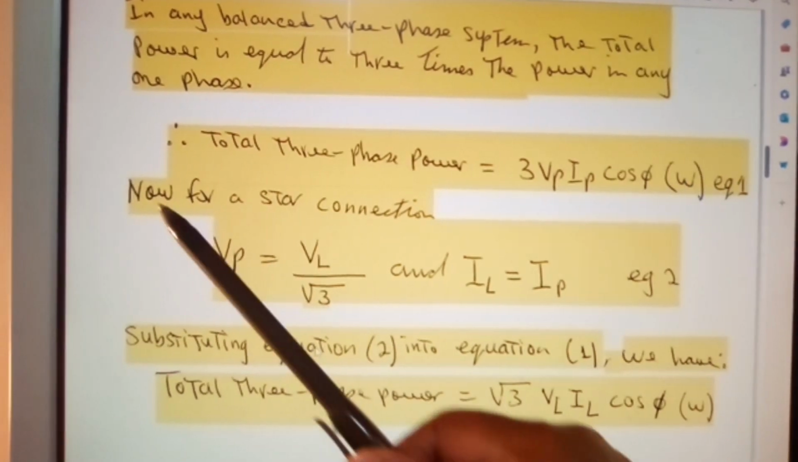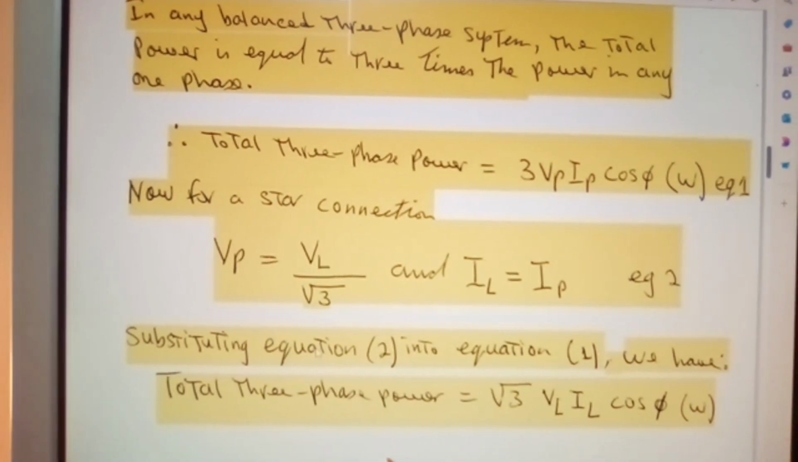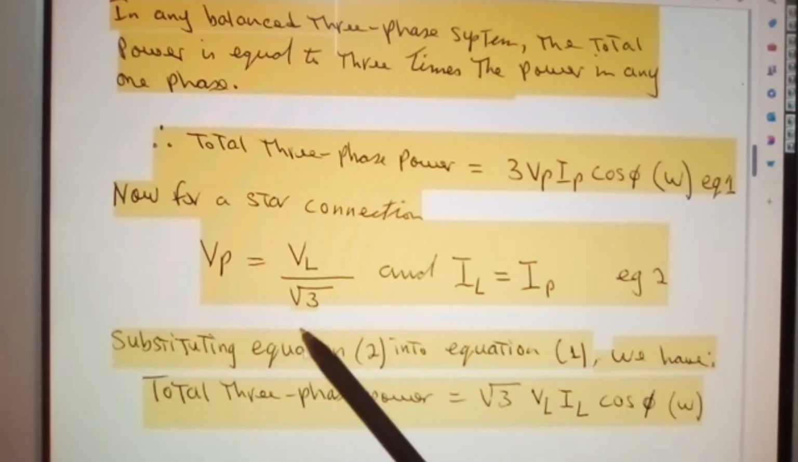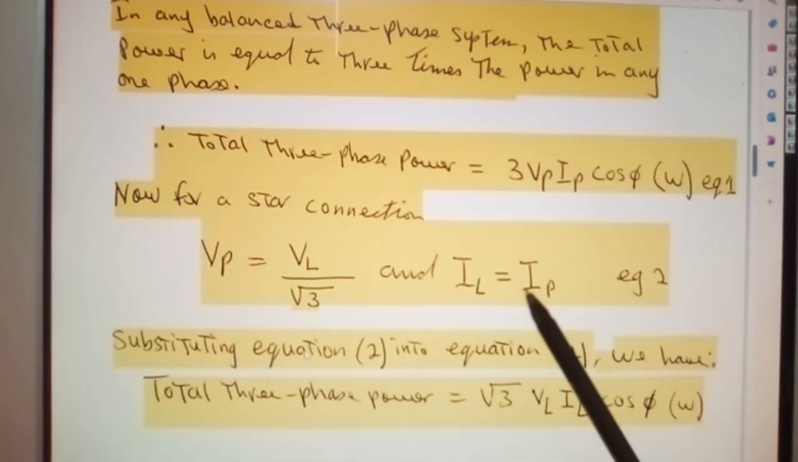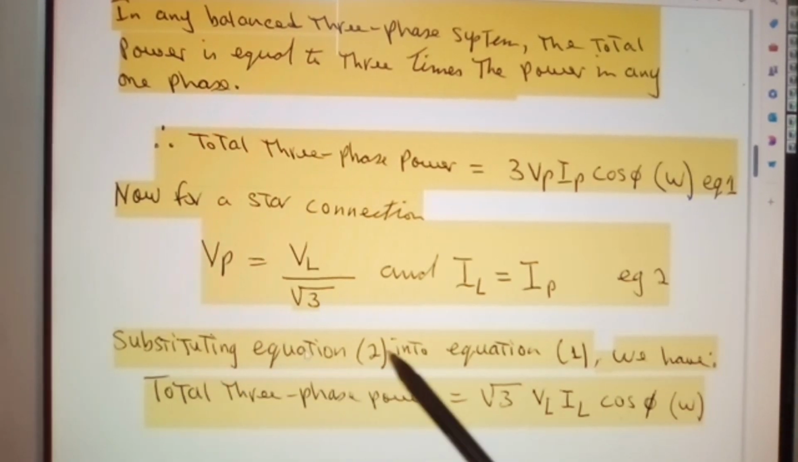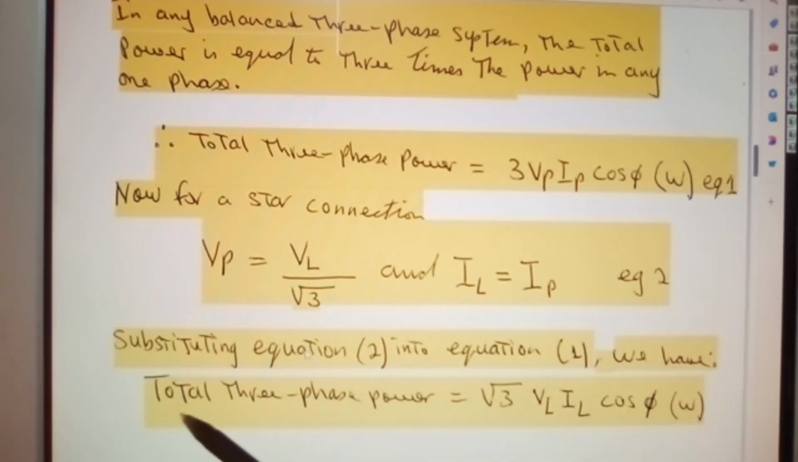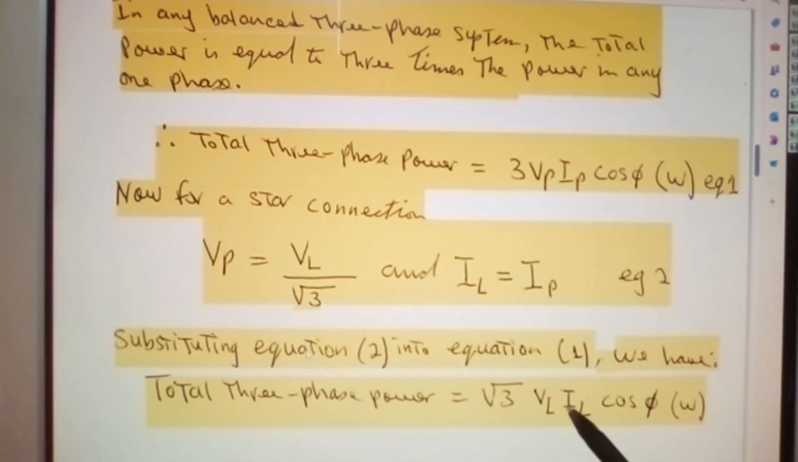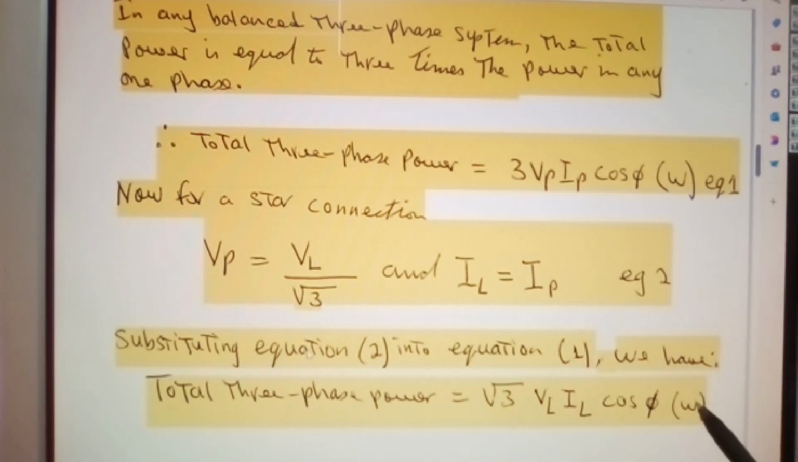Equation 1. Now for a star connection, Vp, voltage phase, equals VL over square root of 3 and IL equals IP, equation 2. Substituting equation 2 into equation 1, we have total three-phase power equals square root of 3 VL IL cos theta in watts.